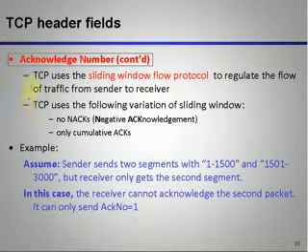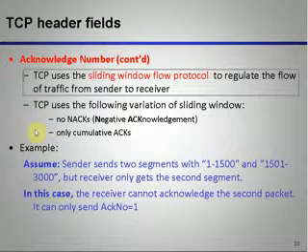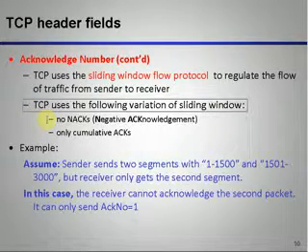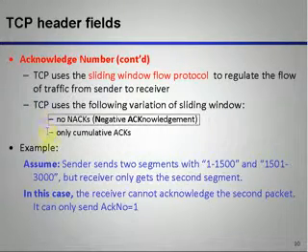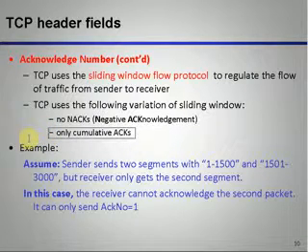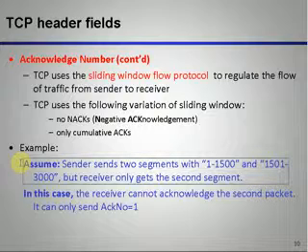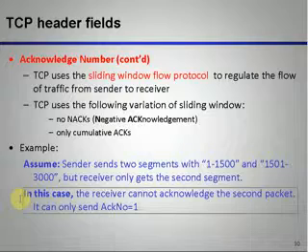Acknowledgement number, continued. TCP uses the sliding window flow protocol to regulate the flow of traffic from sender to receiver. TCP uses the following variation of sliding window: no NACKs, negative acknowledgements, only cumulative ACKs. Example: assume the sender sends two segments, 1 to 1500 and 1501 to 3000, but the receiver only gets the second segment. In this case, the receiver cannot acknowledge the second segment. It can only send ACKNO equals 1.